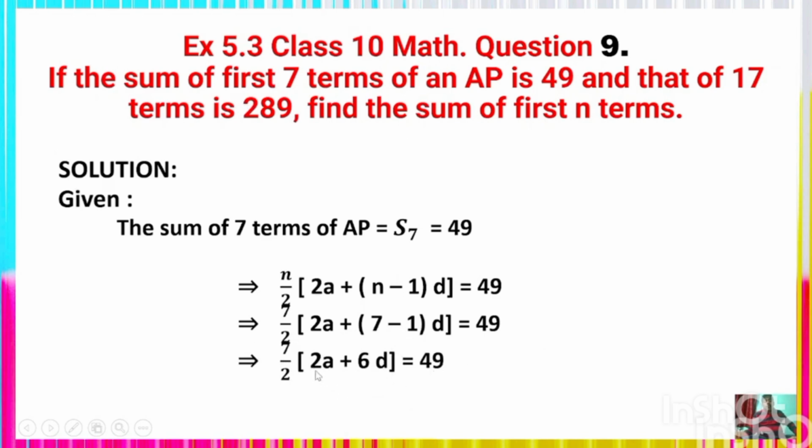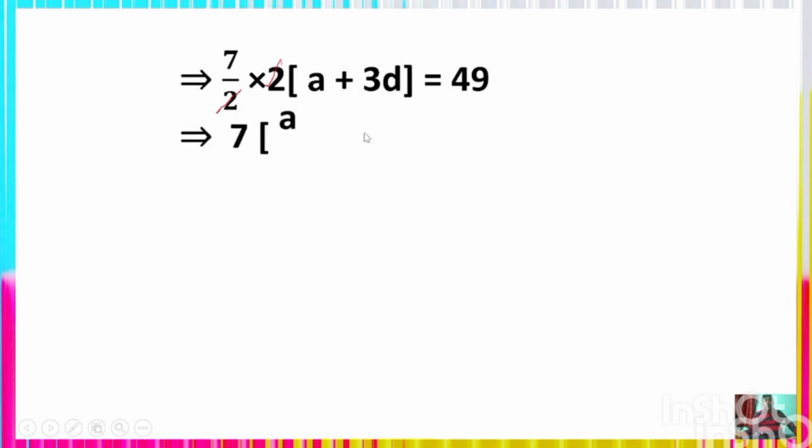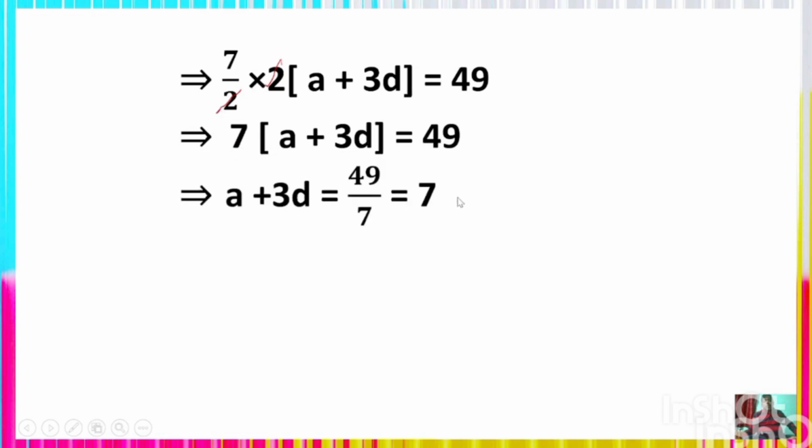Here you can bring the common factor 2 out. After taking the common factor, we get 7 by 2 into 2 whole into a plus 3d is equal to 49. Here 2 can be cancelled. After cancellation we shall get 7 whole into a plus 3d is equal to 49, and a plus 3d is equal to 49 upon 7, which is 7. Thus we get a plus 3d is equal to 7.